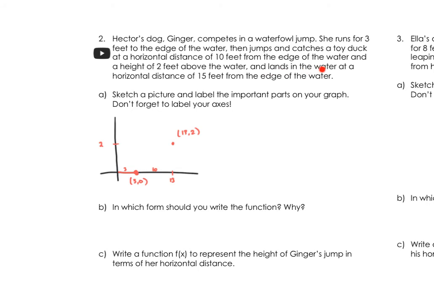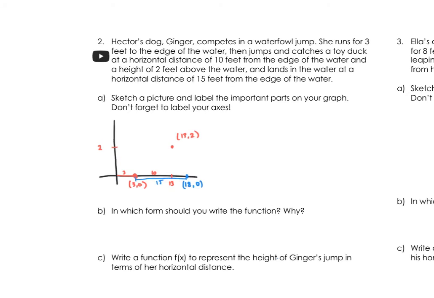And then it says that she lands in the water at a horizontal distance of 15 feet from the edge of the water. So if this is where she started her jump, 15 feet from her, we would add 15 to that. So where she lands is somewhere right here, and 15 plus 3, she lands at this point. So this point is (18, 0), because she lands 15 feet away from her leaping point. So here's our graph. It looks something like this. And again, this point right here is not the vertex. It's only the vertex if they say it's a maximum height.